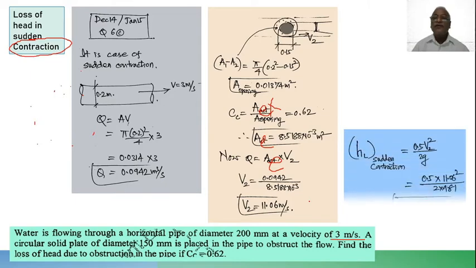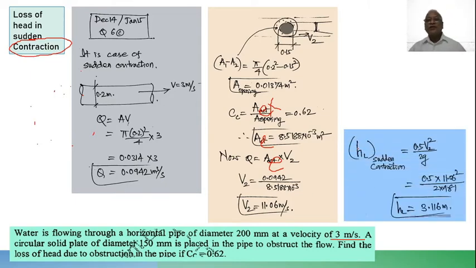Now how to calculate HL is simple. Because it's a case of sudden contraction, the equation is 0.5 V2 squared by 2g, right? So with V2 as analyzed, 11.06, 0.5 into 11.06 squared divided by 2g gives you HL equal to 3.116 meters.